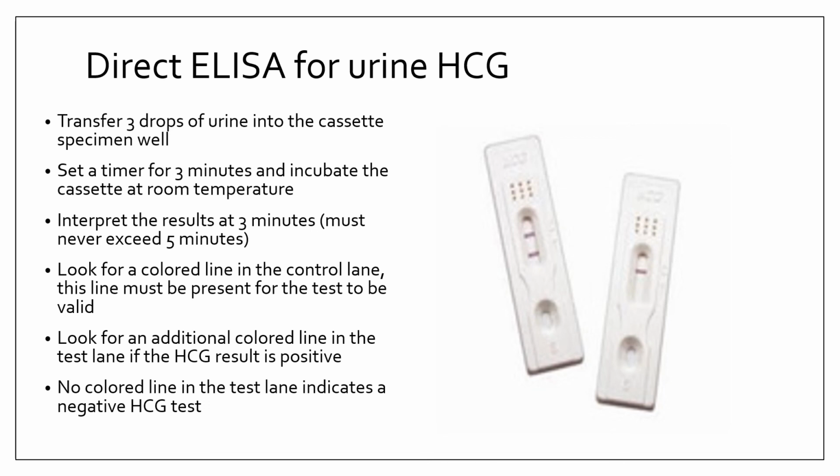We're going to look for colored lines because the antibody and the conjugate have linked up. 2 colored lines means you have a positive test for HCG. 1 colored line means you have a negative test for HCG. And if you have no colored lines at all, it indicates an invalid test. All right, so that's strep, HCG, and infectious mononucleosis in a nutshell. Stay tuned for Unit 22.